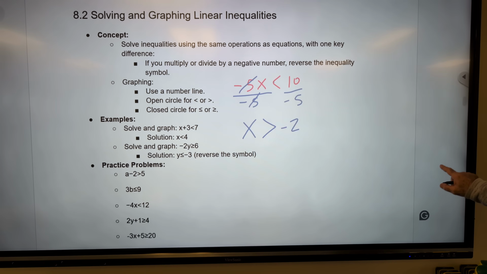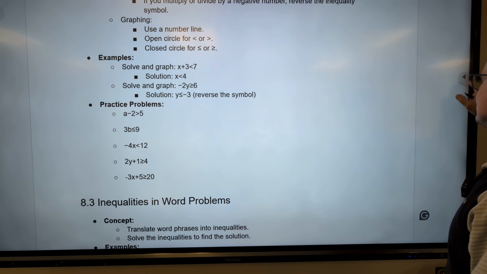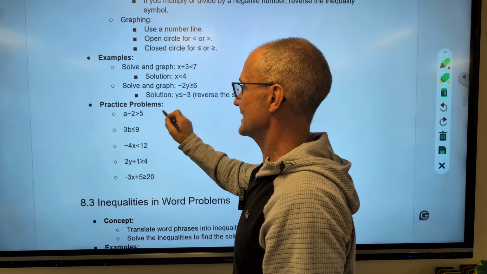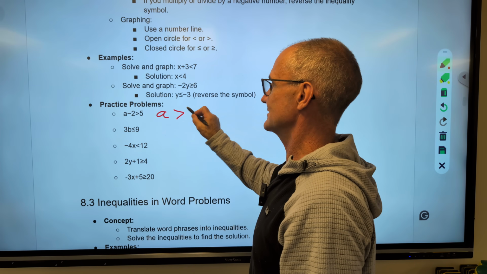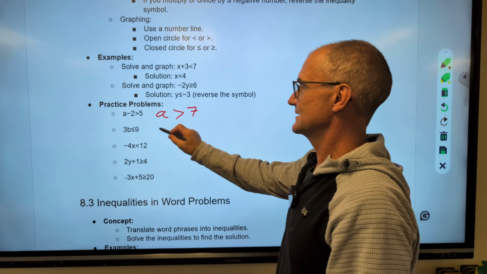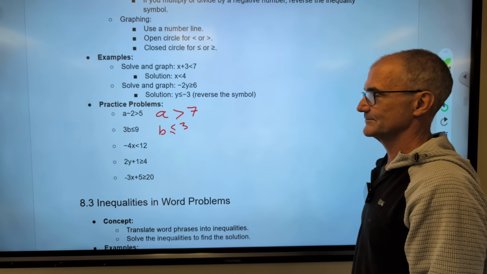Okay. So let's do a couple of these practice problems. You're going to treat it just like an equation. So on this one right here, I would add 2 to both sides to get a is greater than 7. Divide both sides by 3. B is less than or equal to 3.